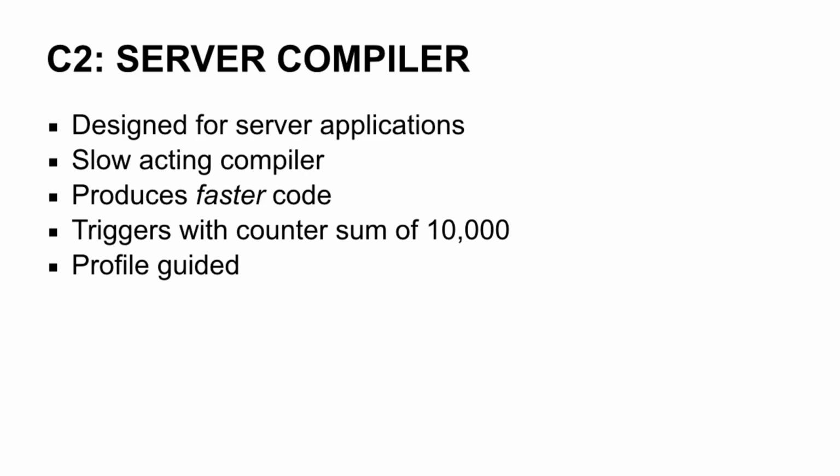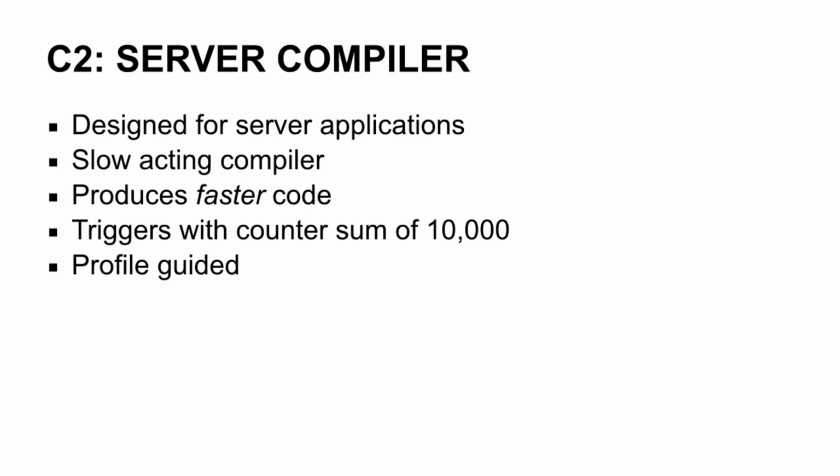Then there's what's called the C2 compiler, which was intended for server workloads. C2 is designed to be a slow-acting compiler, but as a consequence, it produces faster code, about 2 times faster than C1. And C1 was already a couple orders of magnitude faster than the interpreter. The consequence is it takes 4 times as long to compile the same method because C2 is doing some rather sophisticated analyses. C2 is what's called a profile-guided compiler.